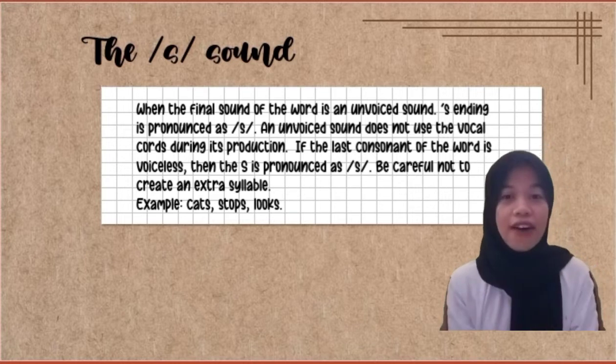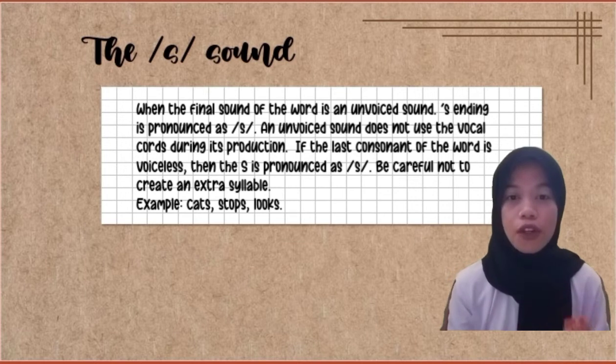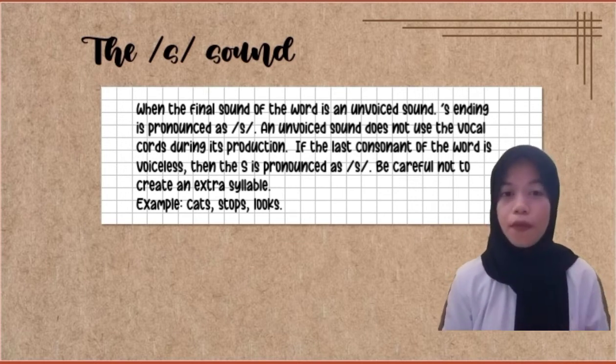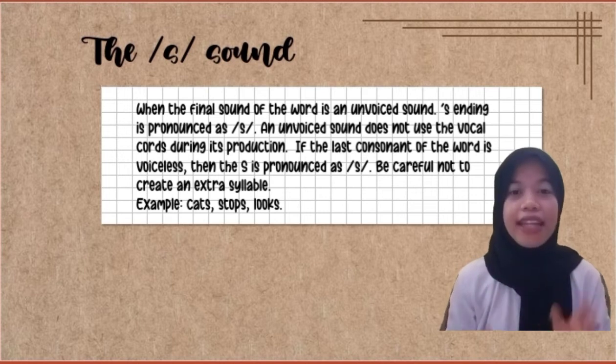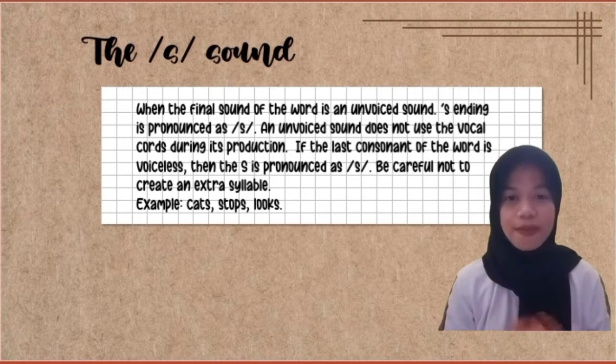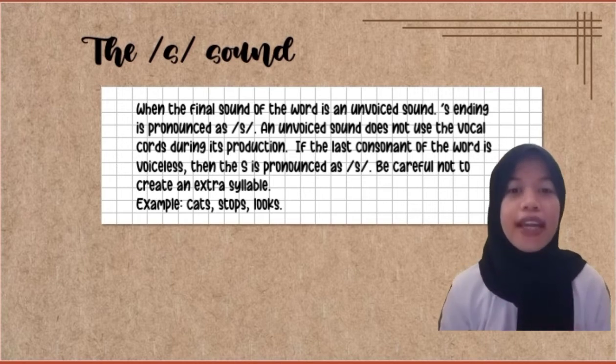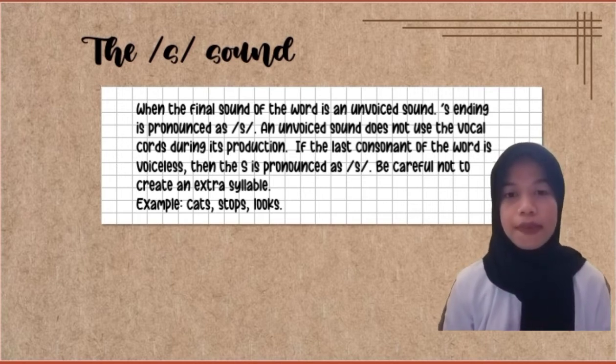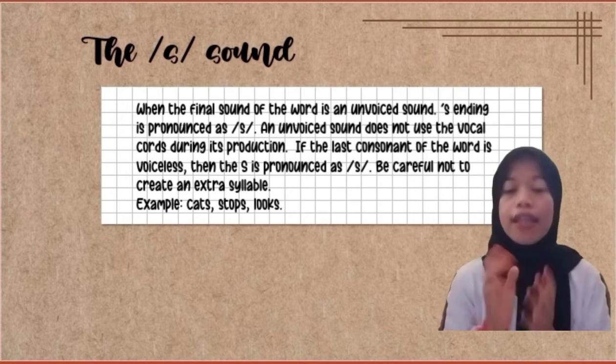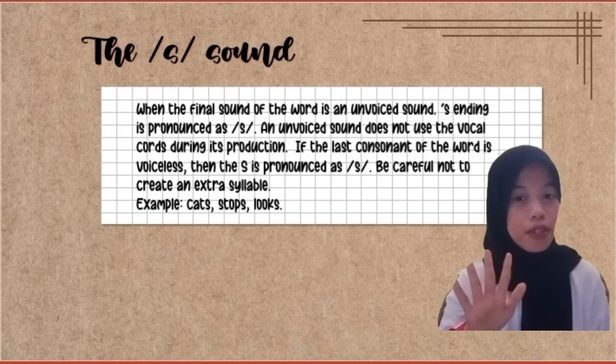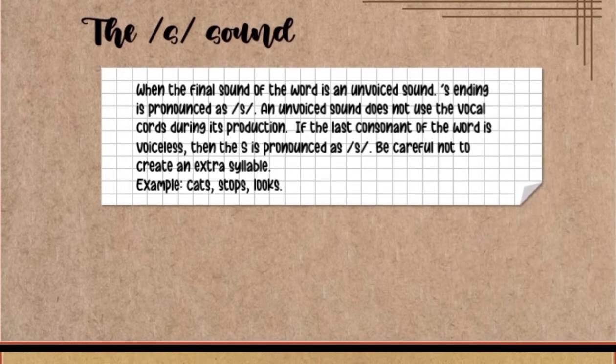An unvoiced sound does not use the vocal cords during its production. If the last consonant of the word is voiceless, then the S is pronounced as /s/. Be careful not to create an extra syllable. So the examples are cats, stops, looks.